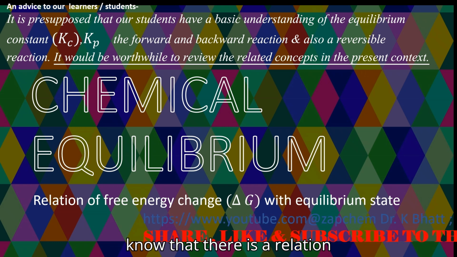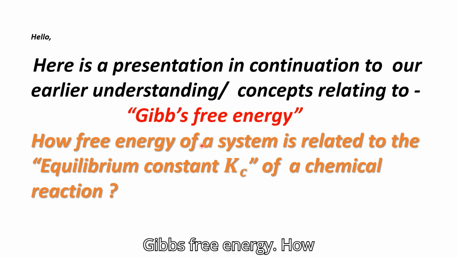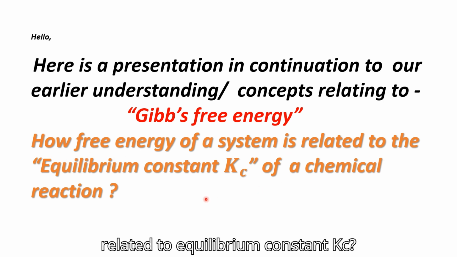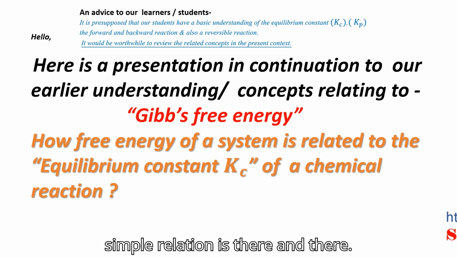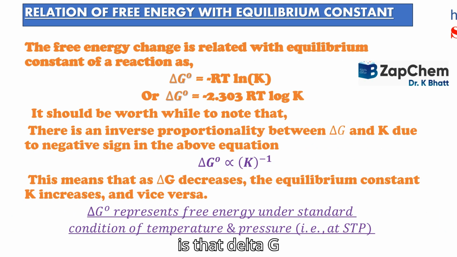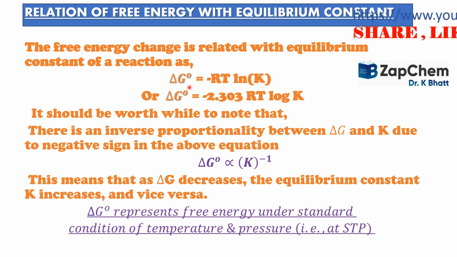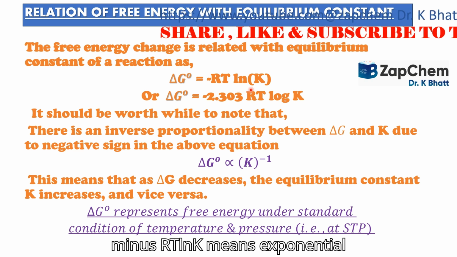Now, we know that there is a relation between equilibrium constant and the Gibbs free energy. How is the free energy of a system related to the equilibrium constant Kc of a chemical reaction? A simple relation is there, and the relation is that delta G naught is equal to minus RT ln K.